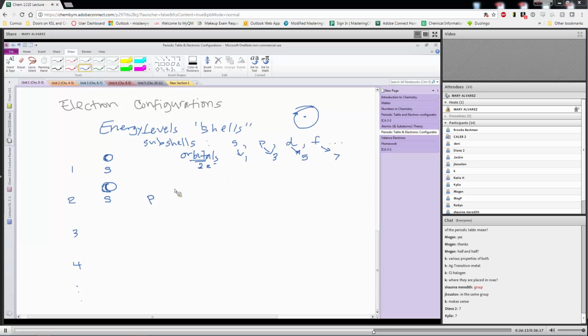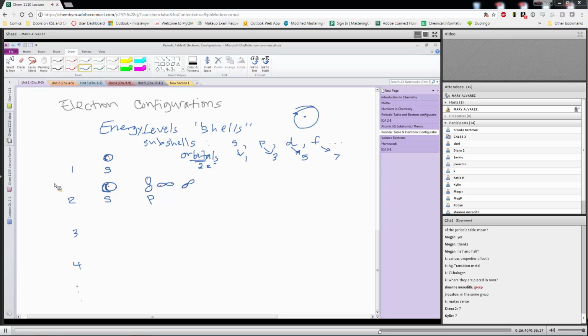All right. So the P subshell then has 3 orbitals, and they're shaped kind of like dumbbells. I'm going to draw this as the X axis, the Y axis, and then the Z axis. And so each of these can have 2 electrons. My S orbital can have 2 electrons. This one can have 2 electrons, that one can have 2 electrons, this one can have 2 electrons.